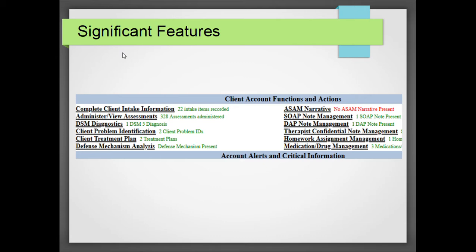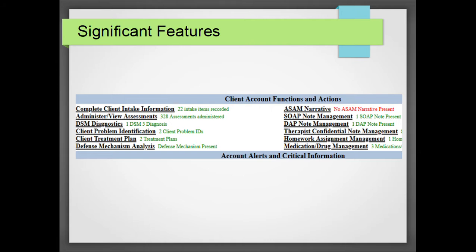These are a few of the things that the system can do. Complete client intake, that includes everything that you would normally put on a 6 or 7 page intake. Assessments, we'll look at those a little more completely in the next screen. DSM diagnostics, a summary of every diagnosis in the DSM-5, and you can record to the client's account. Client problem identification and treatment planning. These are both common things that a counselor takes care of.